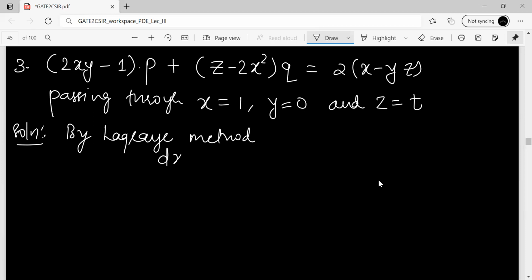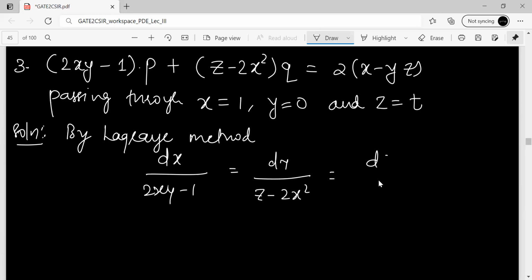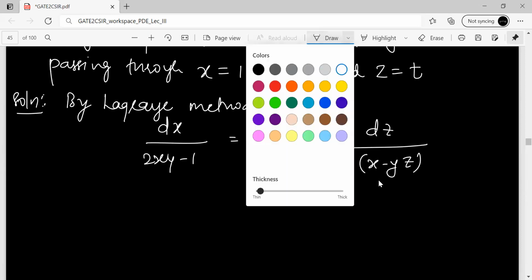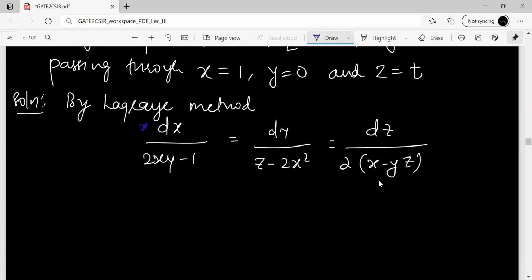Lagrange method: dx upon 2xy minus 1 equals dy upon z minus 2x square equal to dz upon 2 times x minus yz. Now let's see which game we can play. Here first I'll do what I generally do. I'll play with x. If this works, then good. If not, we will try another constant.